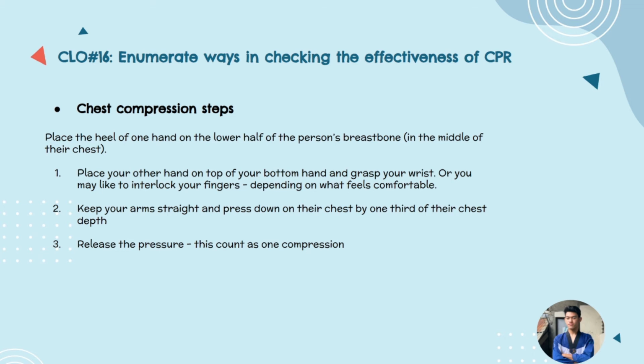Number 1, place your other hand on top of your bottom hand and grasp your wrist, or you may like to interlock your fingers depending on what feels comfortable. Number 2, keep your arms straight and press down on their chest by 1/3 of their chest depth. And number 3 is release the pressure. This counts as 1 compression.